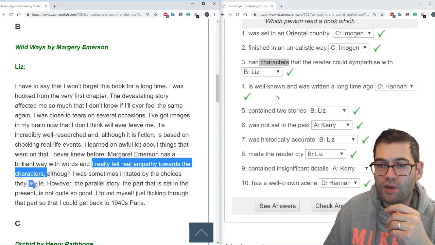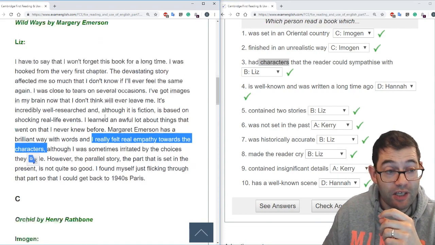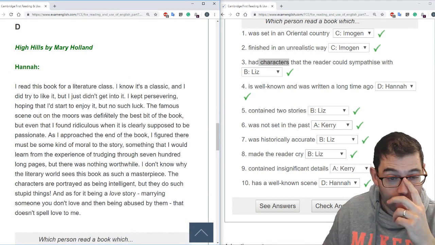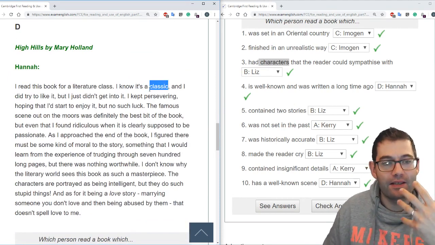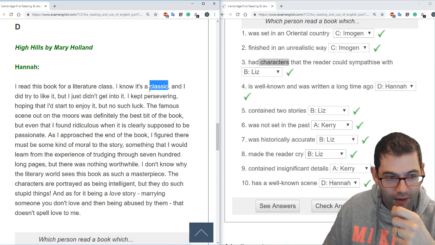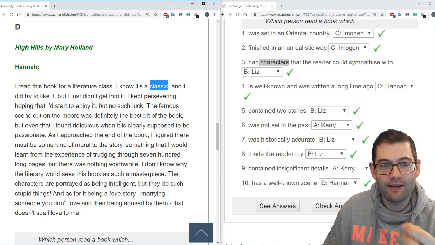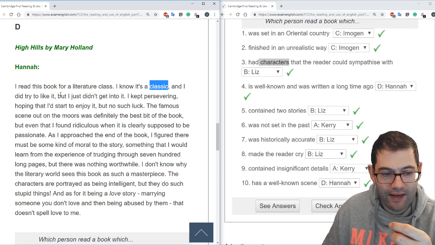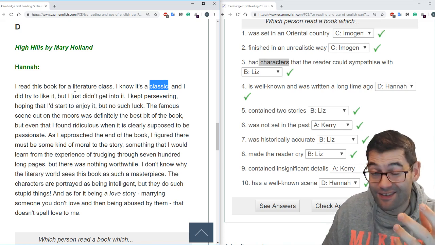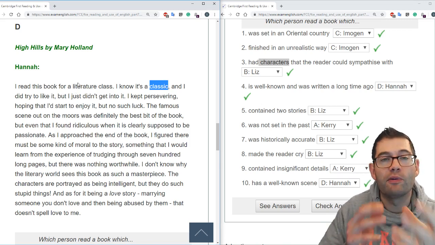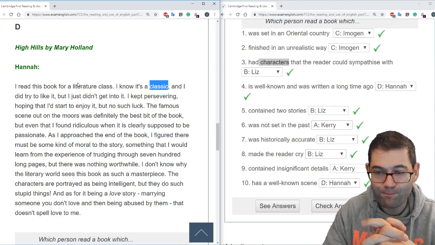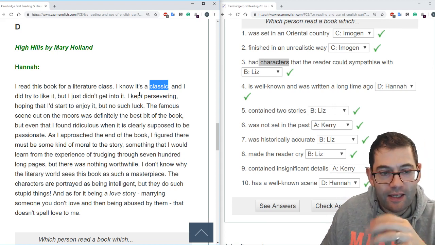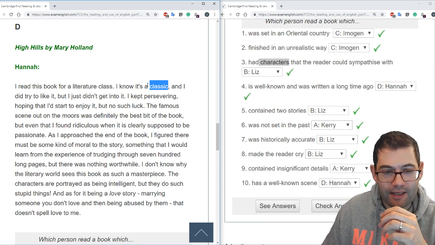Which person read a book which is well known and was written a long time ago? This is Hannah. It's a classic. If a book is a classic, then it's a book which was generally written a long time ago. And indeed, the whole context of Hannah's criticism, really, is that this was an old book that people think a certain way about. But the key vocabulary here, there's a few pieces of vocabulary.